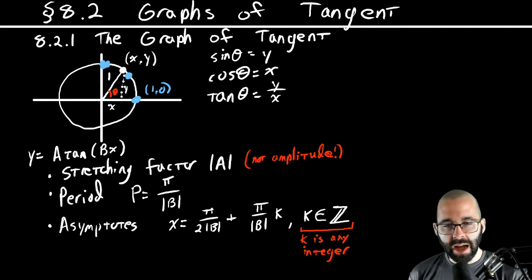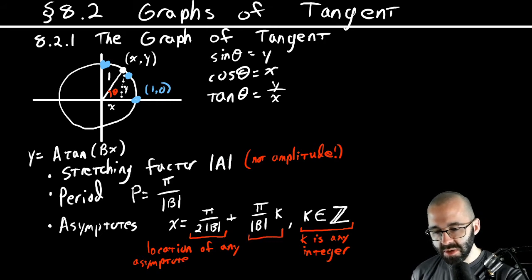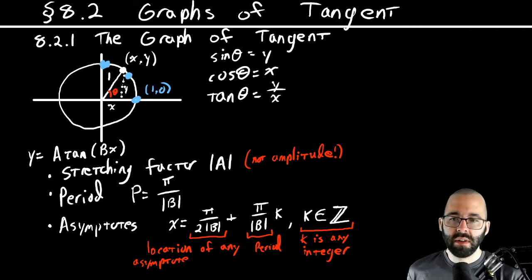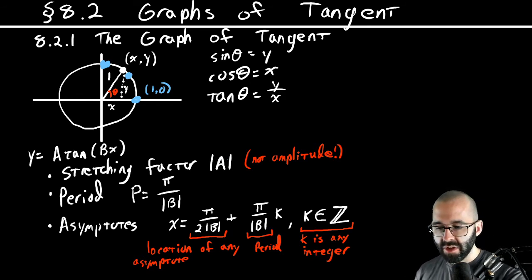So again, let's recap because this looks kind of spooky. This is just the location of any asymptote. And this right here is just the period. So that's what these asymptotes are. This is the formula that we can use for things of this form.